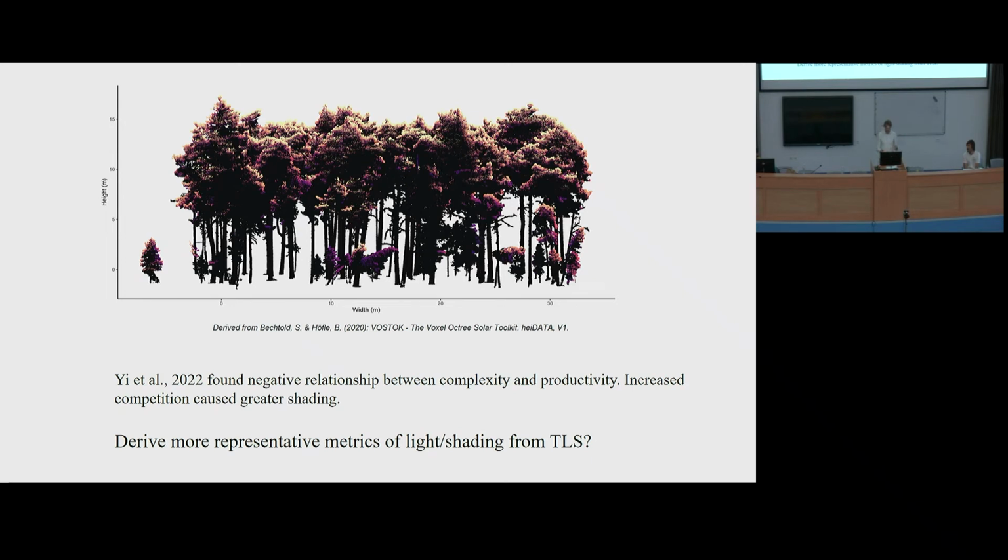So it would be really interesting to use the three-dimensional information from TLS, and this is an example from Bernard's group, where you can maybe get a better measure of whether a tree is in direct light or is being shaded, because we don't have that information in forest ecology. We use quite coarse crown positioning measurements, but as you can see, there are trees in the subcanopy here that are getting quite a bit of light, and others that are in complete shade. So it would be interesting to look at that, and at how we can derive more representative metrics in ecology that we can then take forward.